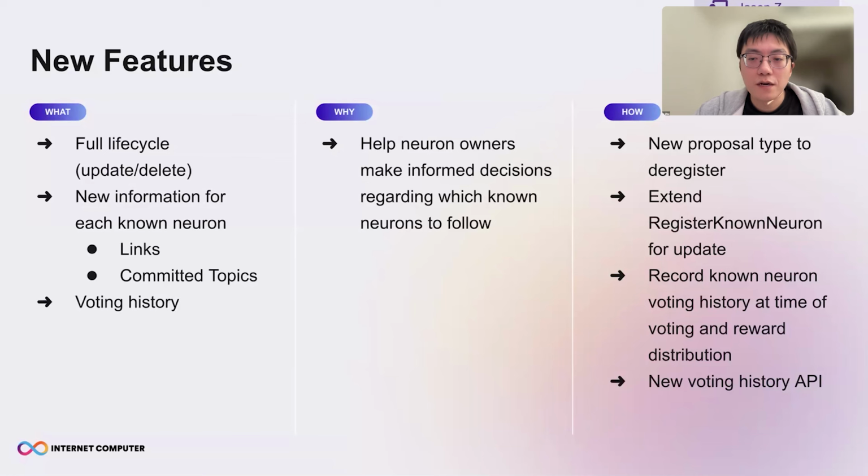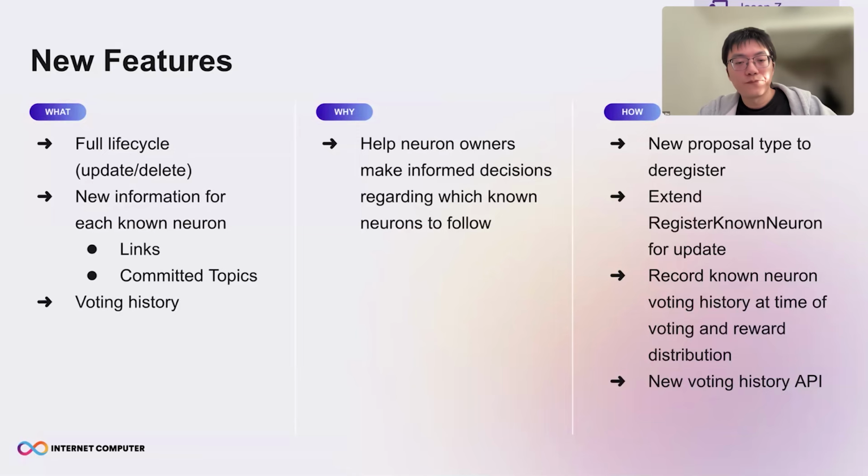The committed topics are a way for the known neurons to declare that they are experts on certain topics or committed to become one, since there are so many types of proposals and it's hard for anyone to carefully review all of them. Also, from the perspective of the individual neuron owners, it's important for them to follow known neurons on topics they're committed to always vote on so that they wouldn't miss out on voting rewards. Finally, the voting history of the known neurons is also permanently recorded on-chain in the NNS governance.